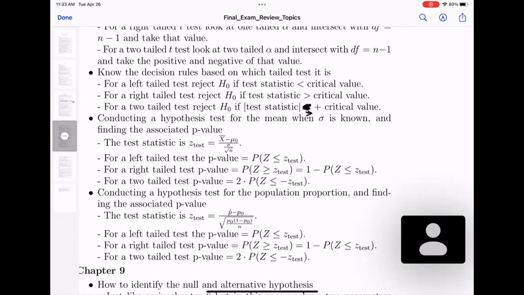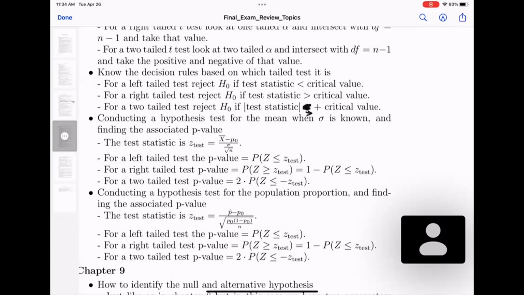What is the definition of a p-value? Does anyone remember? The probability of getting a sample statistic of a magnitude more extreme in the direction of the alternative hypothesis. So if the alternative is less than, we're looking at the probability of z being less than the test statistic we got. If we're looking at a right-tailed test, we're looking at the probability of getting a z test statistic greater than what we got. If you're looking at a two-tailed test, then you're looking at either or.